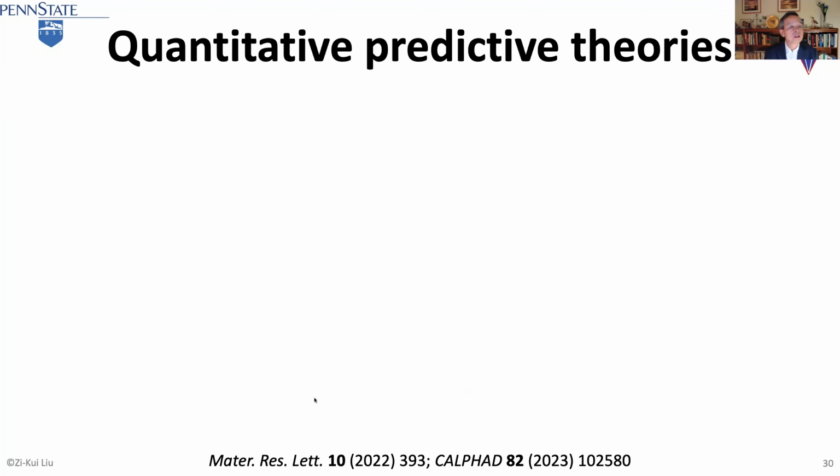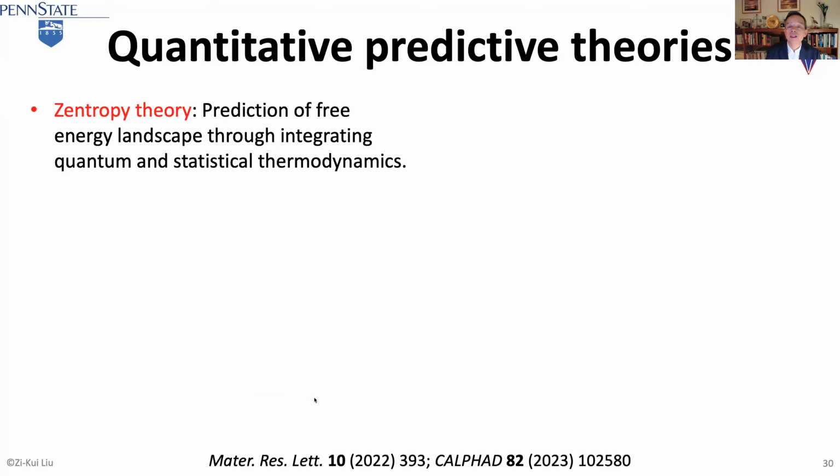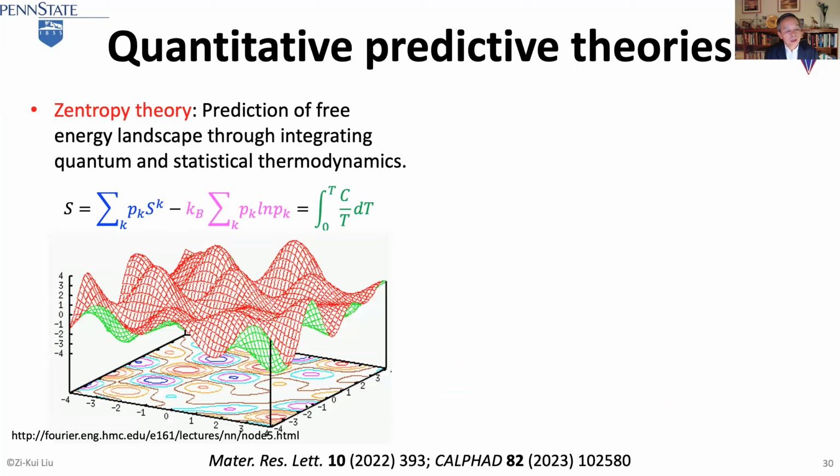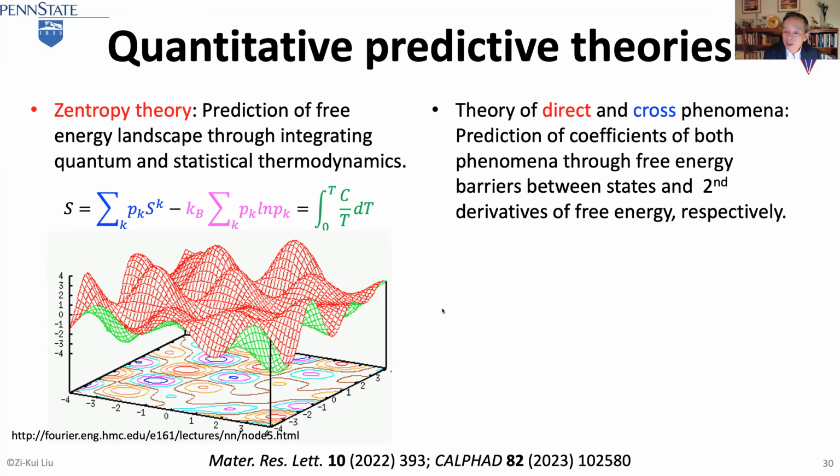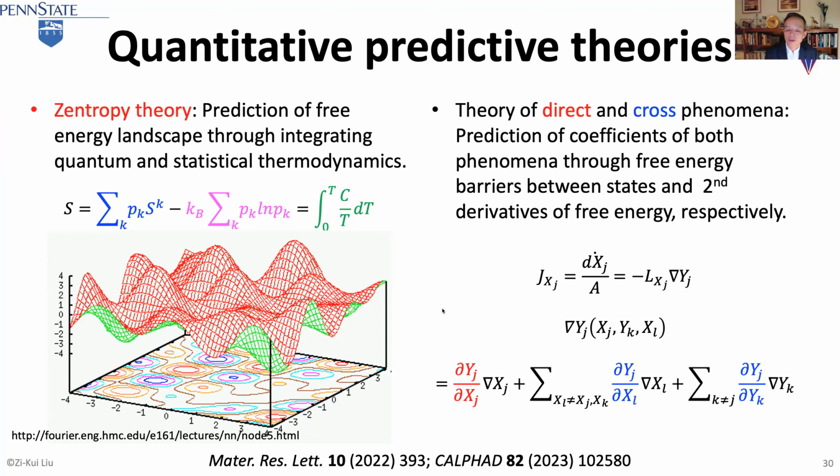Okay, so I want to conclude my talk. Now we have a quantitative predictive theory, the Zentropy theory. We can predict the free energy landscape using quantum mechanics and statistical thermodynamics without fitting parameters. Because now we get these barriers too, we can calculate the barrier between different states of the system. And when we get the free energy, we can take derivatives to calculate properties and also calculate these cross phenomena, like the Seebeck coefficient. We have a number of papers on that. So now we have these tools.